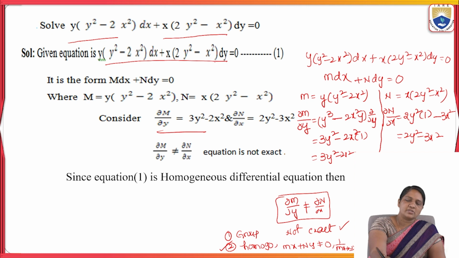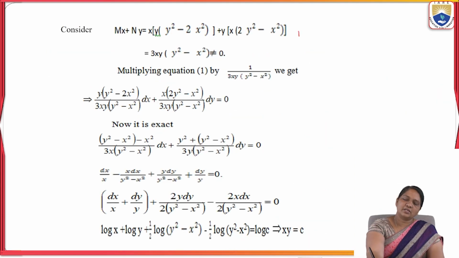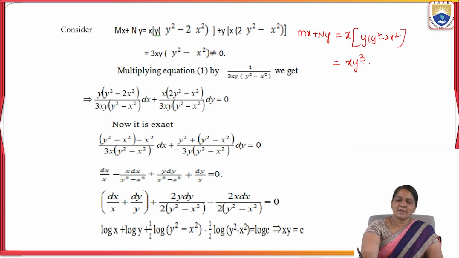So the given equation is a homogeneous equation. So the first condition is satisfied. We are going to calculate the second condition here. What is the second condition? Mx plus ny. What is the m value? This is x into the m value, y into (y square minus 2x square). So this value is xy into y square, so xy cube minus 2x cube y. This is the value of mx plus ny.